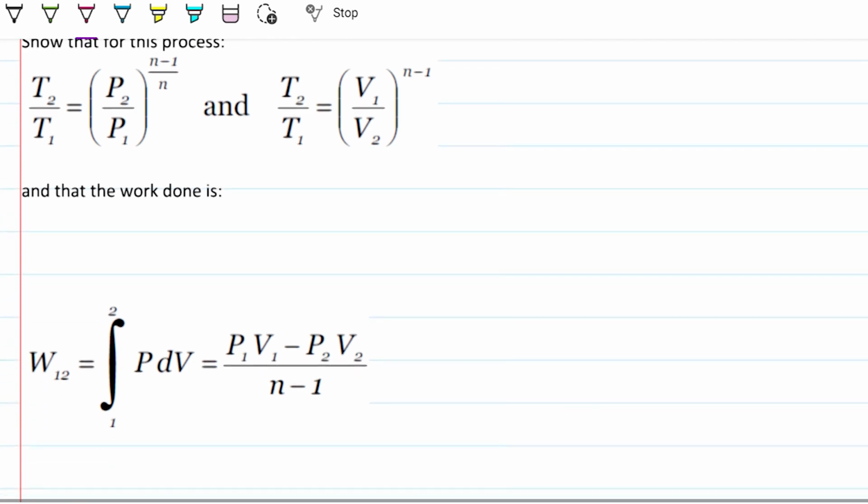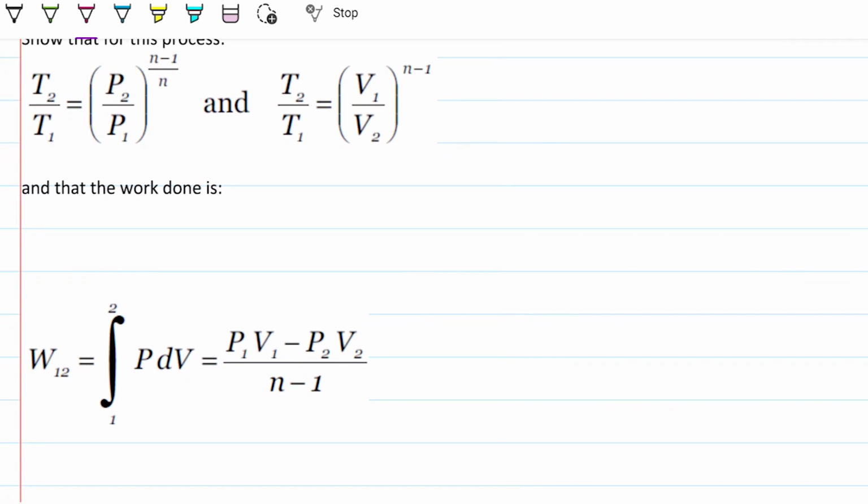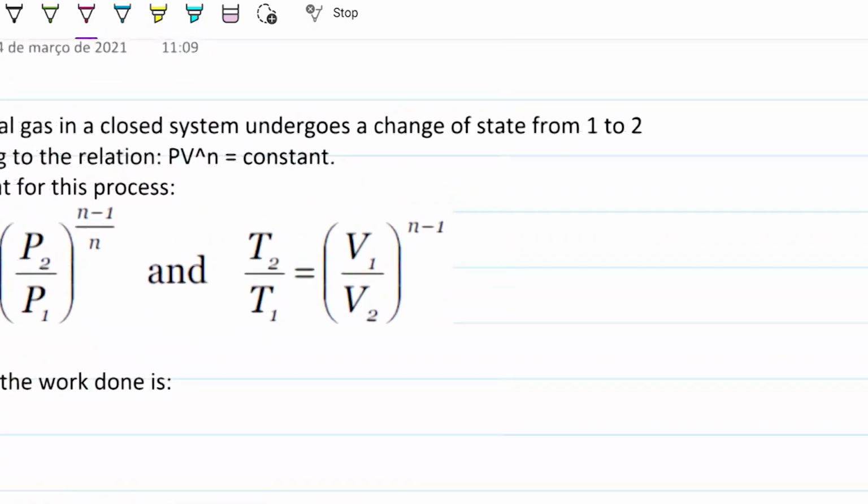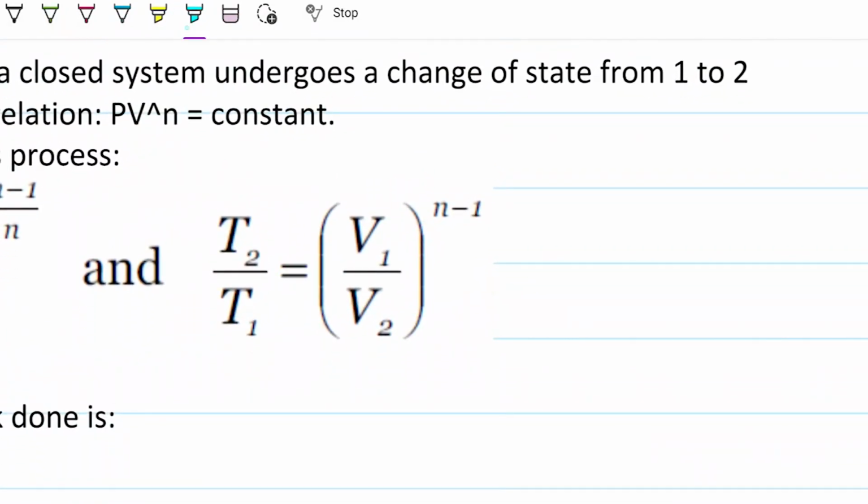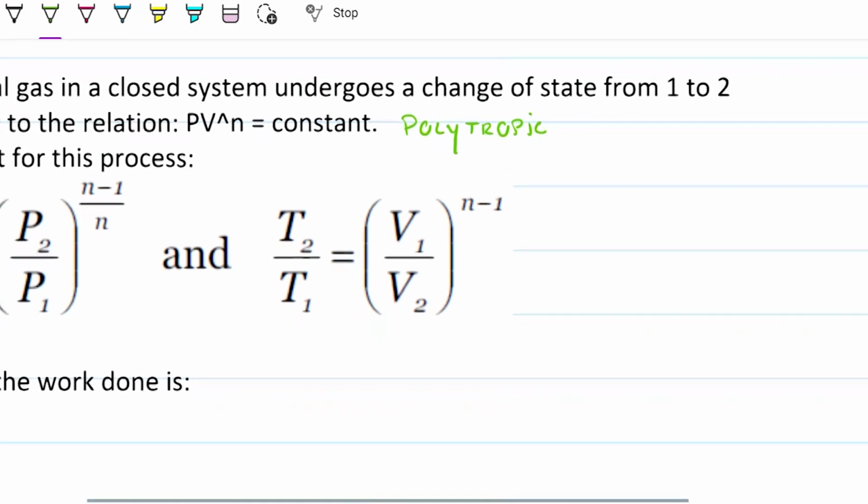And the work done, work from 1 to 2, is the integral of P dV, that's the definition, and that's equal to (P1 V1 minus P2 V2) divided by n minus 1. Okay, so the first thing is this guy here. This is what we call a polytropic process, a process that obeys this relationship, that P times V to the power of n is a constant. Polytropic process. Okay, so what does that mean?